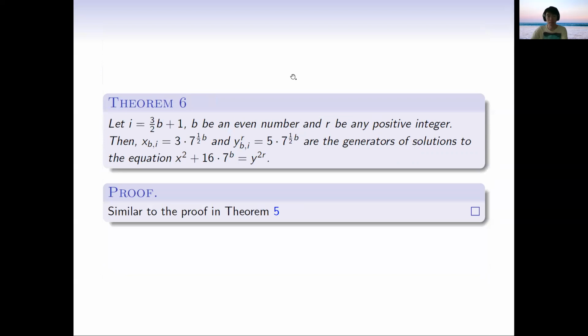And next, this is another special case. The difference here is just that the value of i is reduced by 1. i is now 3/2 b plus 1 instead of 3/2 b plus 2. We show that if this condition is satisfied, then x_b_i equals this and y_r_b_i equals this are the generators of solutions to our equation. And for the interest of time, I'm not going to show the proof of this theorem because the proof is very similar to what we have in theorem 5.